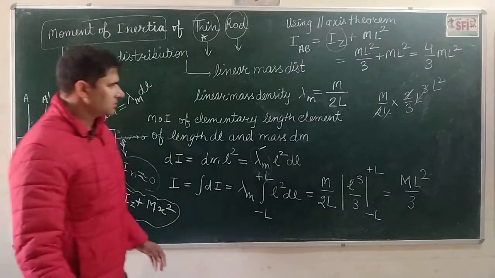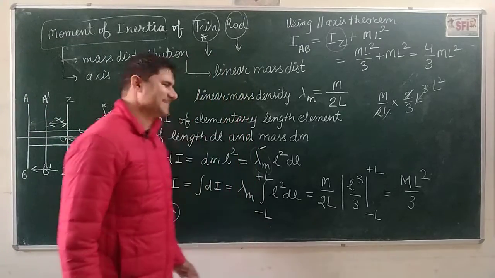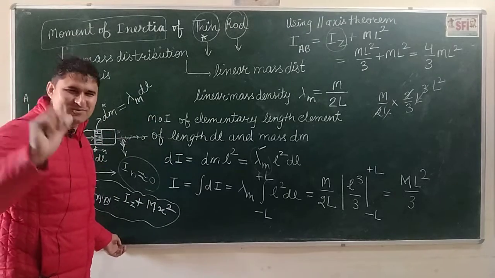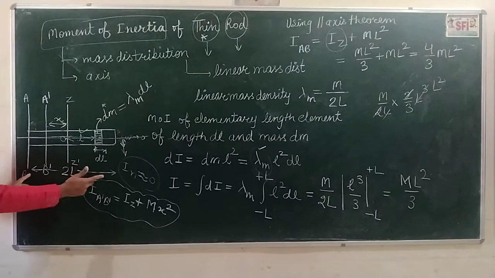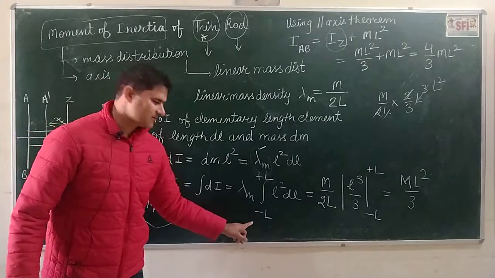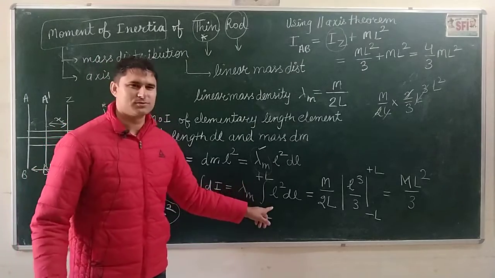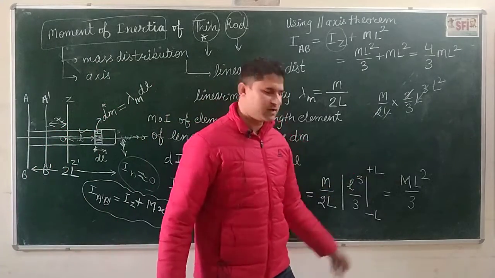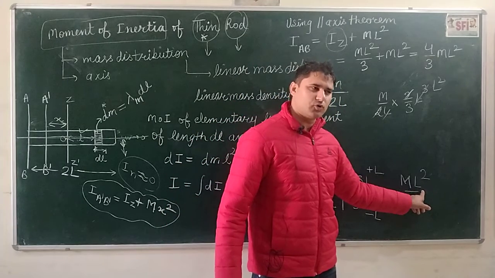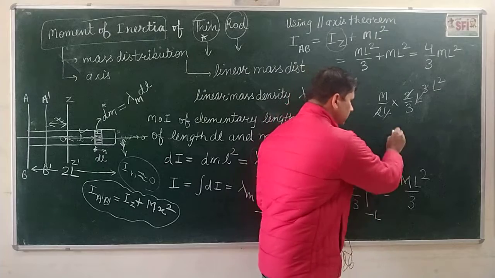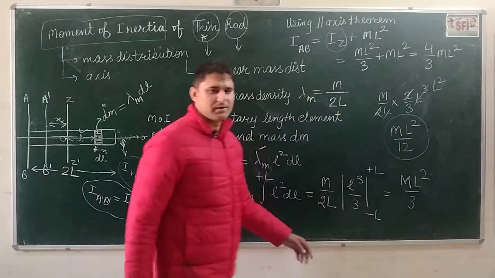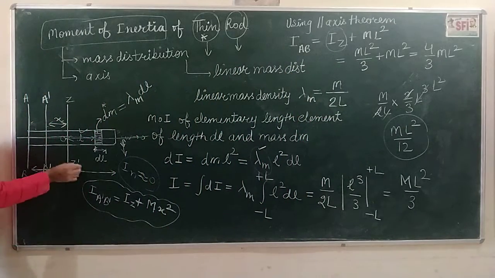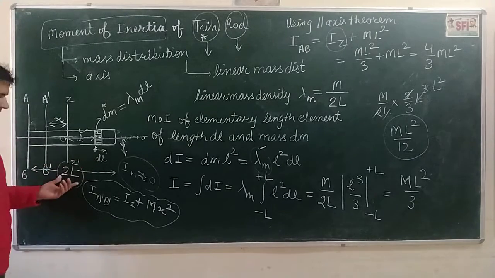Okay class, in some books you will find that the length of the rod is taken as L. So in that case the limits of integration will change from minus L by 2 to plus L by 2. The whole result will change, and here you will get L by 4 instead of L, and your result will become M L square by 12. So don't get confused. You have to keep in mind what the length is. The result may differ depending upon the length you have taken.